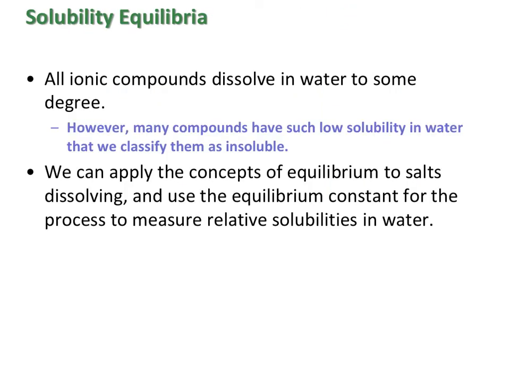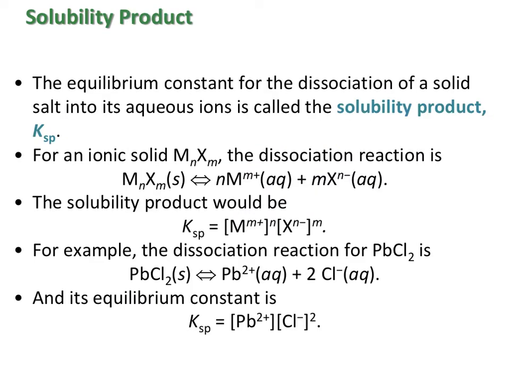So again, just to recap, all ionic compounds that are termed insoluble actually do have a very low solubility in water, and we can apply the concepts of equilibrium that we have learned to these ionic compounds. So in the same way that we have equilibrium constants for reactions and also acid ionization constants, so Kcs and Kas, we also have Ksps. So these are specific to these solid salts in water, and we call it the Ksp for solubility product.